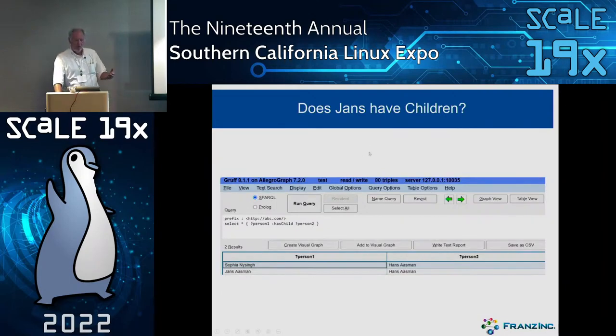Or does Jans have children, right? I mean, I can ask, does person 1 have children, person 2? Well, in the database, there's literally no triple that says person 1, or Jans, has child Hans, but because of this ontology definition, the system will automatically infer that I have children, right? So this is the tiniest, smallest RDF tutorial that I can give, right? But I hope you get it now, right?